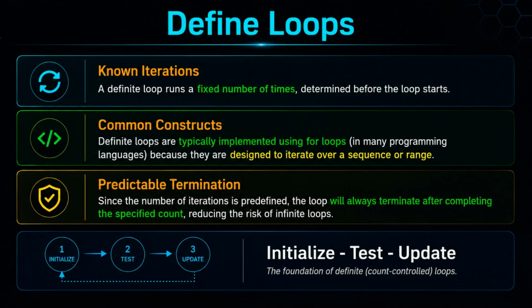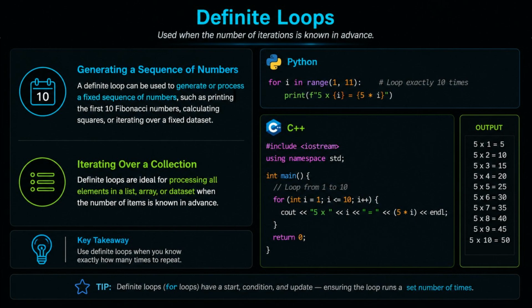A definite loop has known iterations. It runs a fixed number of times, determined before the loop even starts. It's typically implemented with a for loop, since for loops are built to iterate over a sequence or range. And because the iteration count is predefined, a definite loop always terminates after that count completes, which meaningfully reduces the risk of ever running infinitely. Definite loops are great for generating a sequence of numbers, printing a multiplication table, calculating squares, iterating over a fixed dataset, or processing every element in a list or array when you already know how many items there are.